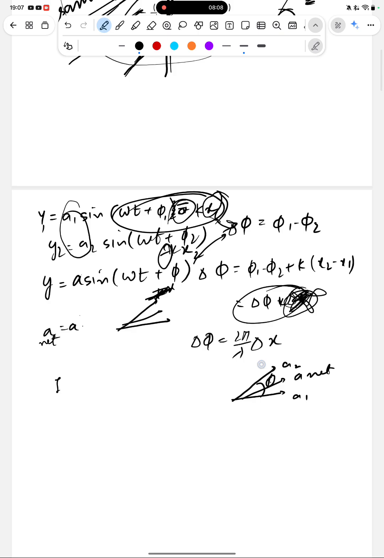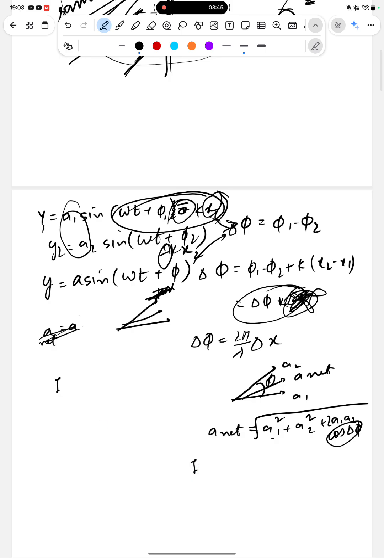Let's take it to be phi. Then this is a vector, right? So A net equals A1 plus A2, A1 square plus A2 square plus 2 A1 A2 cos phi. We learned this in vectors, okay? Here phi is the angle between the two vectors.